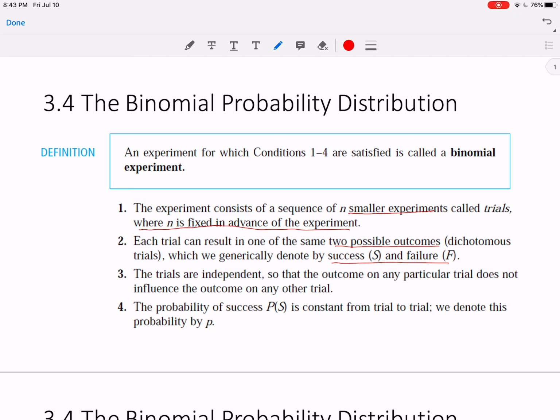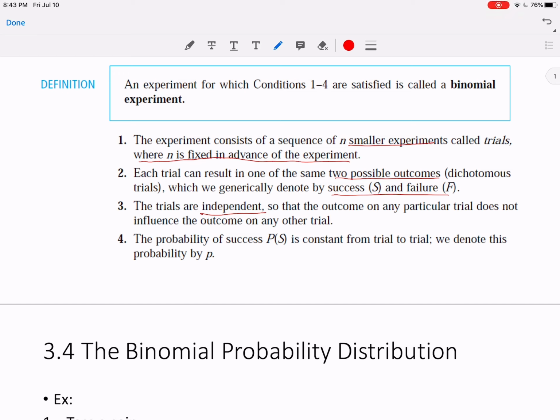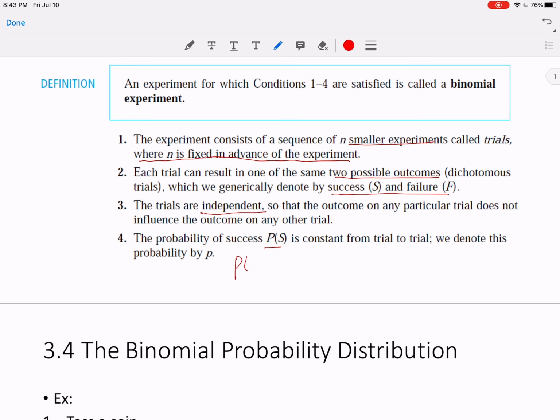Number three, the trials are independent, so that the outcome on any particular trial does not influence the outcome on any other trial. So the number three is independence. Number four, the probability of success, P of S, is constant from trial to trial. We denote this probability by P. So if the probability of success is P, then the probability of a failure is going to be equal to 1 minus P. Okay?